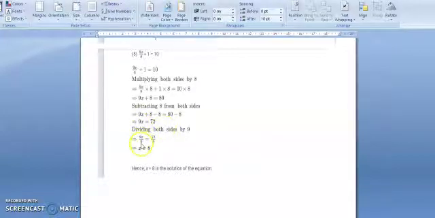Now to eliminate this 9, divide both sides by 9. So 9x upon 9 equals 72 upon 9. So 9 will get cancelled. X equals, 9 eights are 72. So x equals 8. This is the solution of the equation.